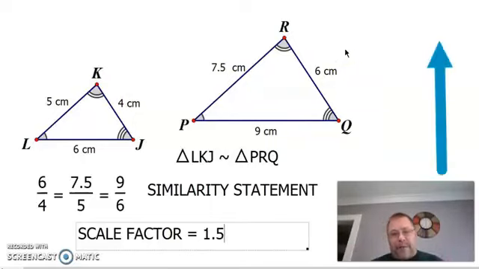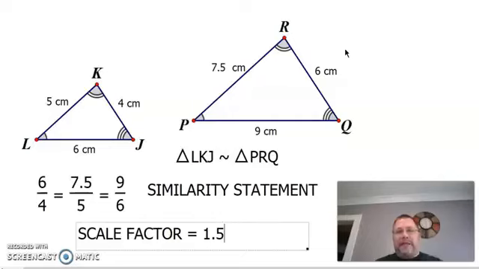I'm going to try to provide a link up there to get to my next video, which is going to show you how we can use this concept of similarity to find missing sides. That will be in the next video that I'll be working on now.